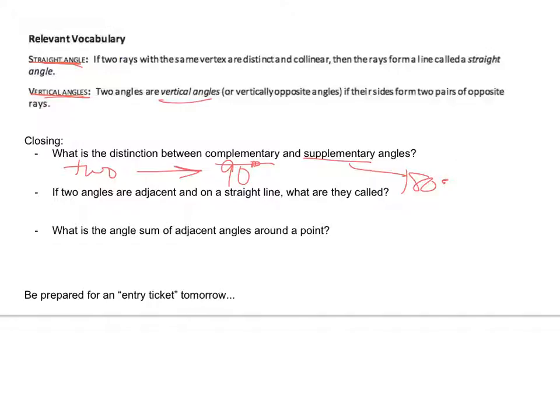If two angles are adjacent on a straight line, what are they called? A linear pair, which are also supplementary. What is the angle sum of adjacent angles around a point? That makes a circle, which is 360 degrees.